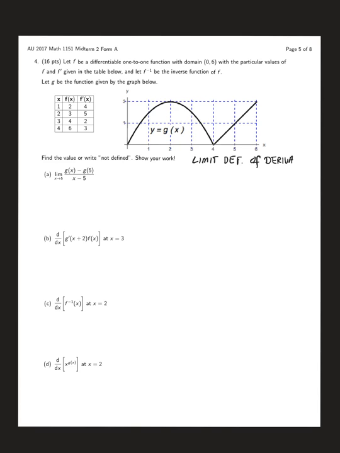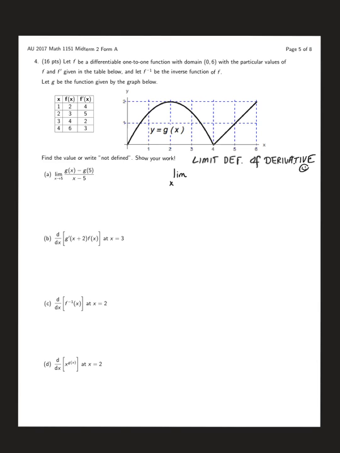This is the limit definition of the derivative. Derivative. I cannot spell right now. Derivative. You get the idea. Okay, so I'll just write it. Derivative. There we go. So there are 2 ways to write the limit definition of the derivative.